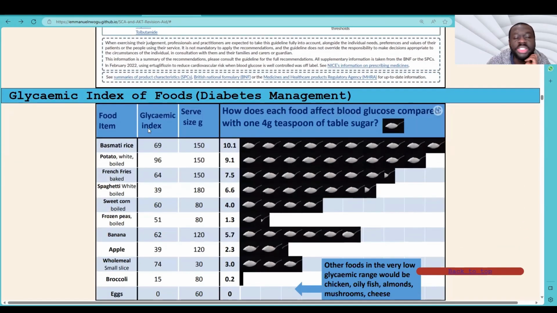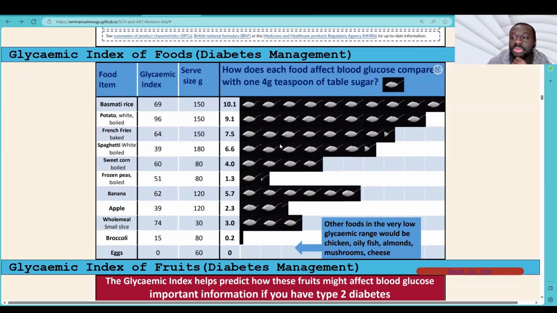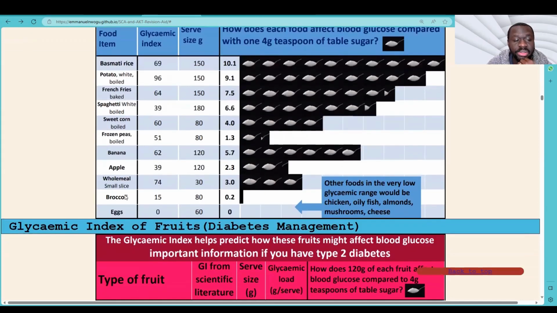Worth knowing about the GI of foods, the glycemic index of food. The glycemic index tells you how rapidly the sugar content is released into the blood after a food has been eaten. Of course, you want to encourage patients to eat foods with a low glycemic index. If you look here, you see things like wholemeal, frozen peas, soya bean, and nuts.